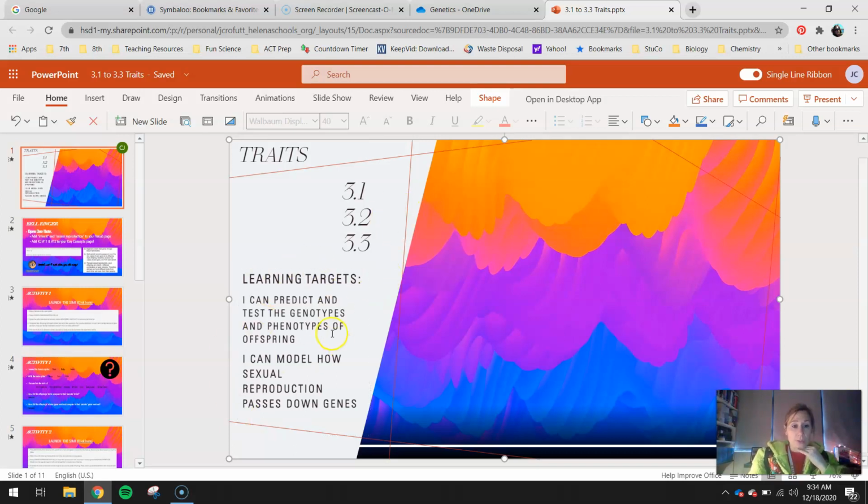Your learning targets for today: I can predict and test the genotypes and phenotypes of offspring. So if we were to make a match between, in this case, the spiders in the sim, can you predict, based on what the parents are, what the offspring might look like and what their genotypes might be? And you can also model how sexual reproduction passes down genes, so you can see how sexual reproduction contributes to how genes are passed down and why, for instance, you are so different than maybe one of your siblings. Okay? Those are our learning targets we're going to focus on today.